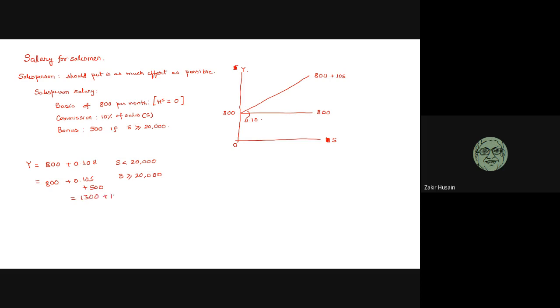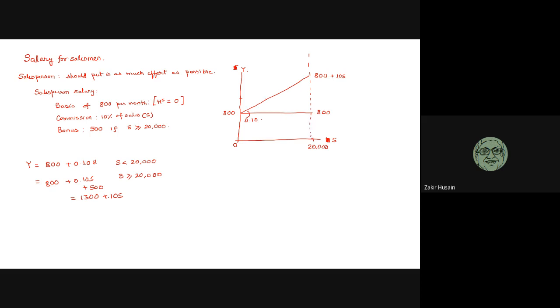So how will the function change? It will be the same parallel line, but it will start from 1300 on the y-axis. Slope is the same, 0.1. No sir, we start from 800 only here also. But sir, the extra 500 is added only after 20,000, right? Oh yeah, sorry. Yes, from after 20,000. Very good.